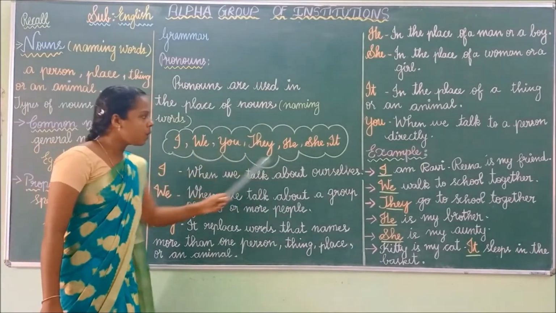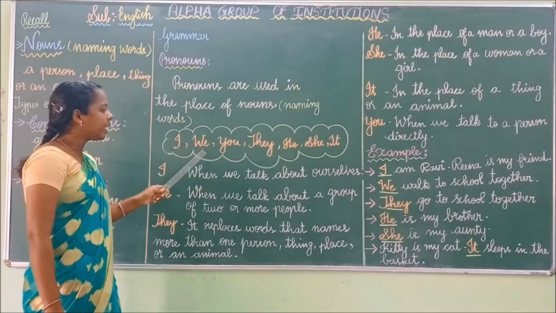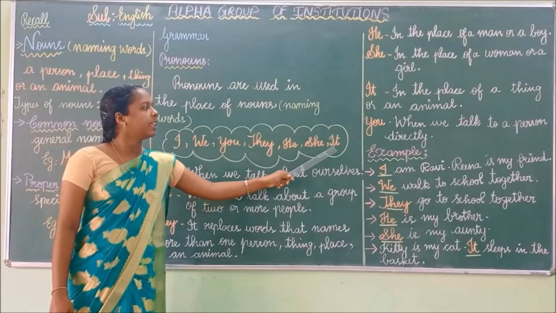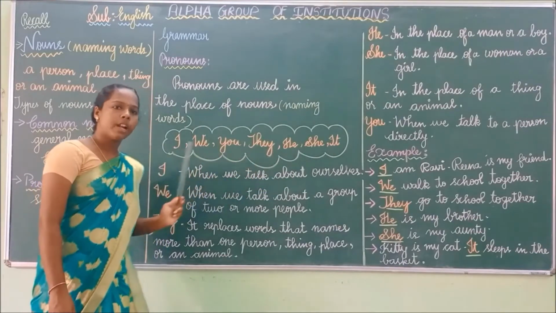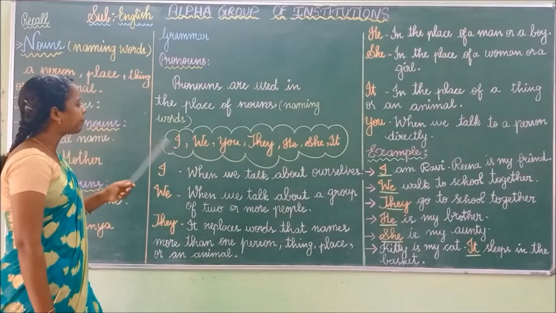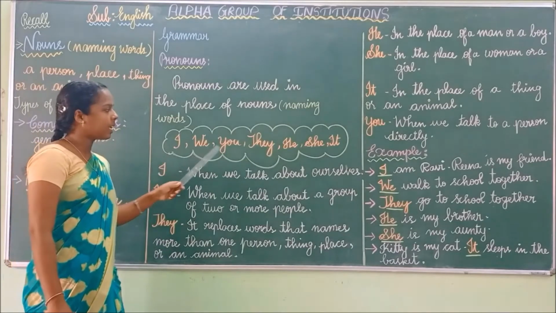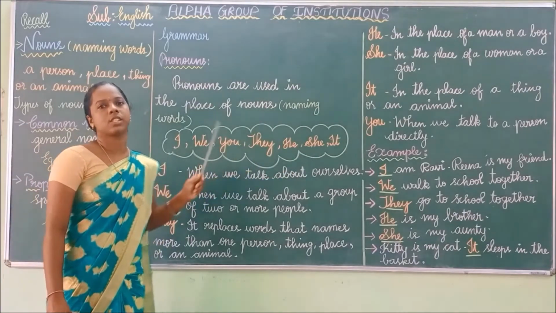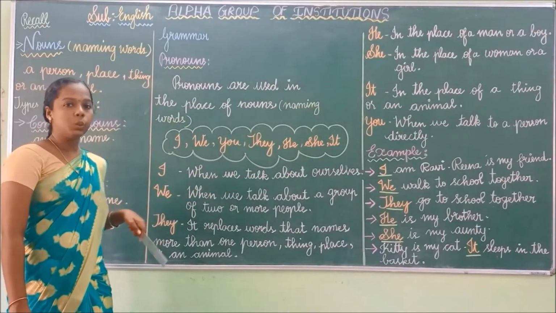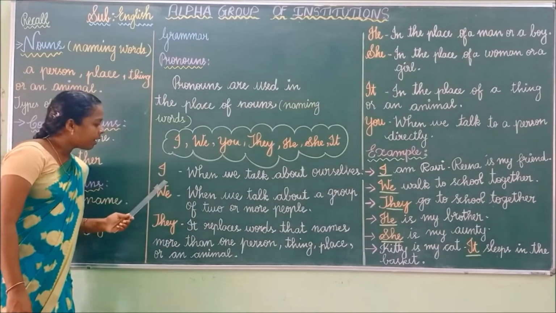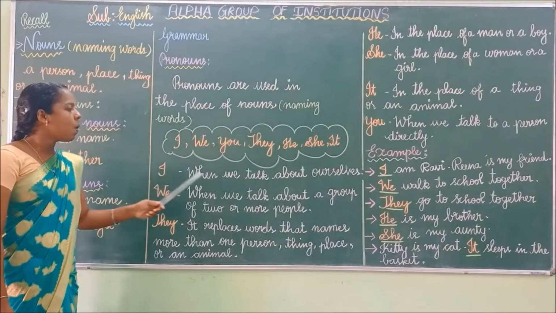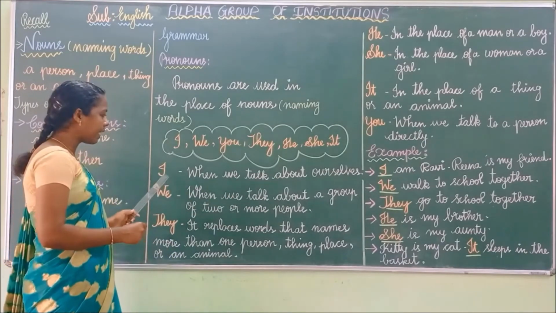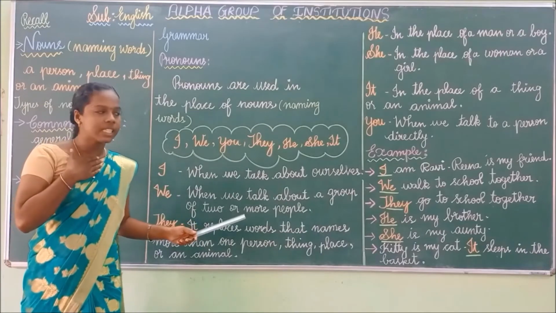Look at the pronouns. I, we, you, they, he, she, it. These are pronouns. Shall we repeat it once again? I, we, you, they, he, she, it. Now we will see the usage of pronouns. We have to use I when we talk about ourselves.